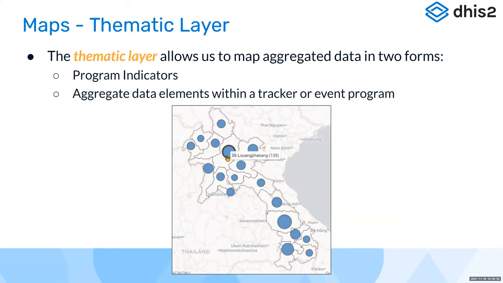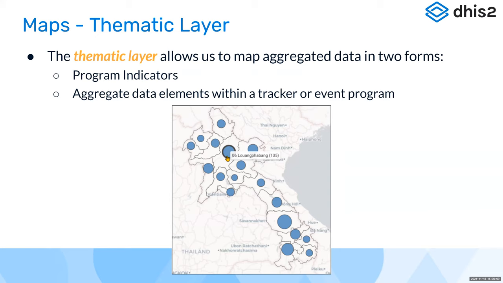Of course, the thematic area allows you to use the aggregates in two forms, whether using program indicators or using aggregate data elements within a tracker or event program. If you want to use program indicators, of course, you have to have them configured based on the definition you want. And as we are creating programs and event reports, as you know, we have indicators and programs that we can rely on to produce data, using thematic layers.